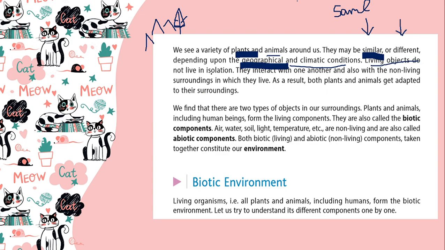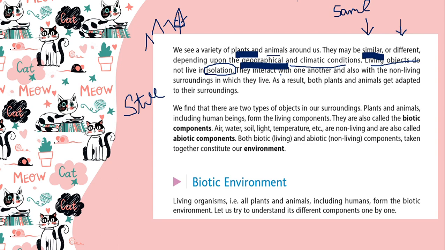Living objects do not live in isolation. The word isolation means they do not keep still, it clearly means alone. So they interact with one another, means they talk with one another and share their ideas with one another, and also with the non-living surroundings in which they live. The surroundings means suppose we live in a home, we live in a habitat. So we interact with our habitat.